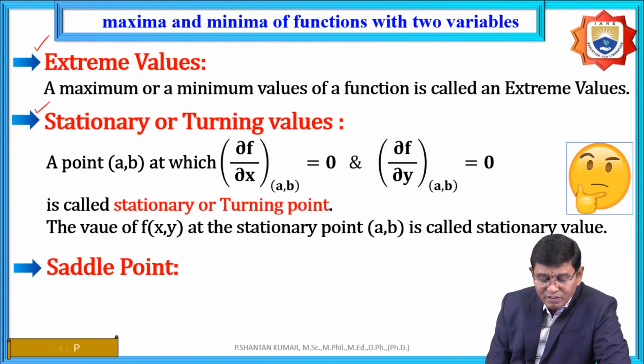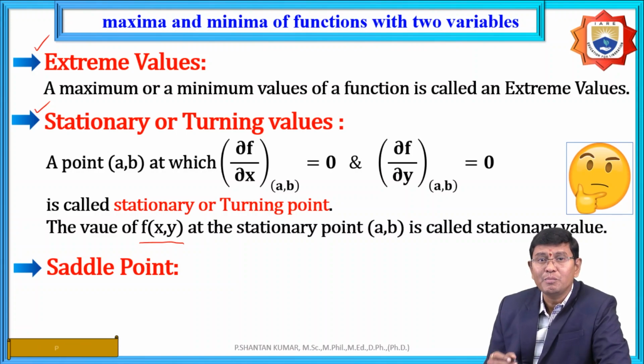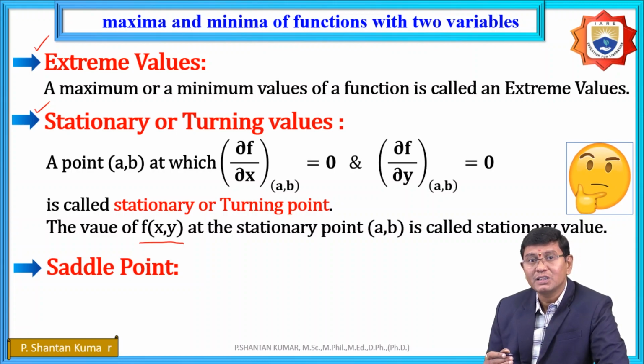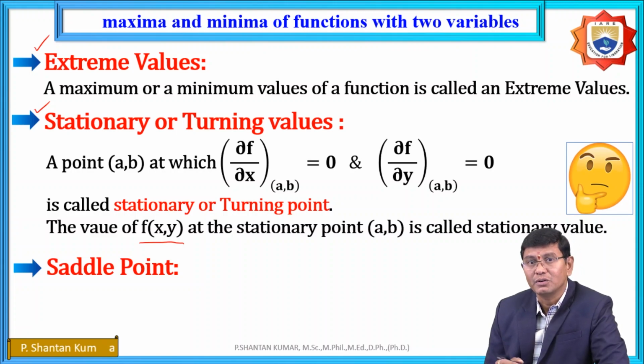The value of f of x comma y at the stationary point, that is a comma b, is called the stationary value. That means we need to remember that we take the first order derivatives with respect to x and y, equate them to 0, then solve the equations. By solving, we obtain the values, and those values are called the stationary or turning values.